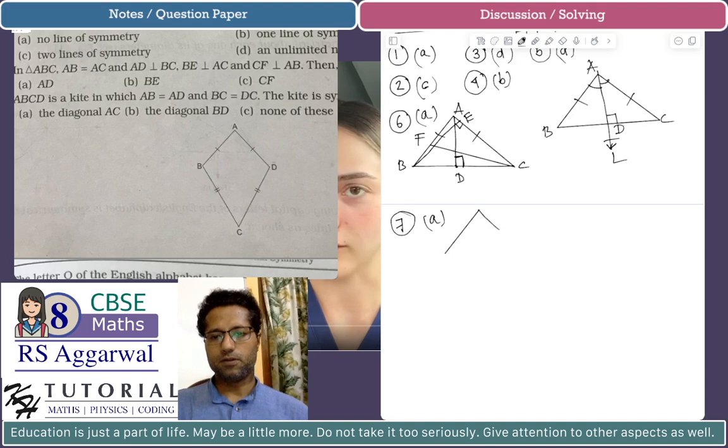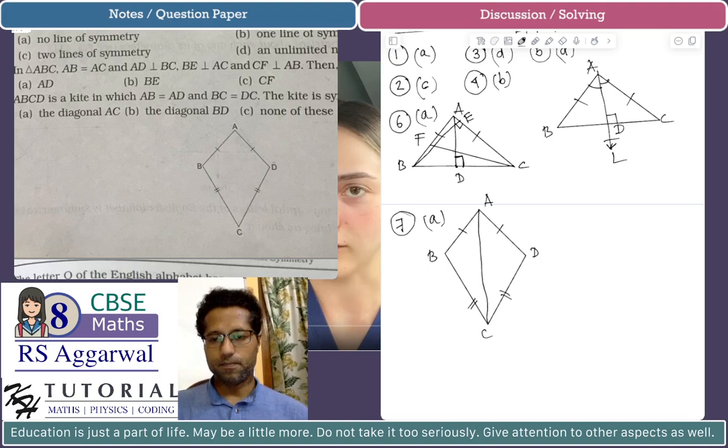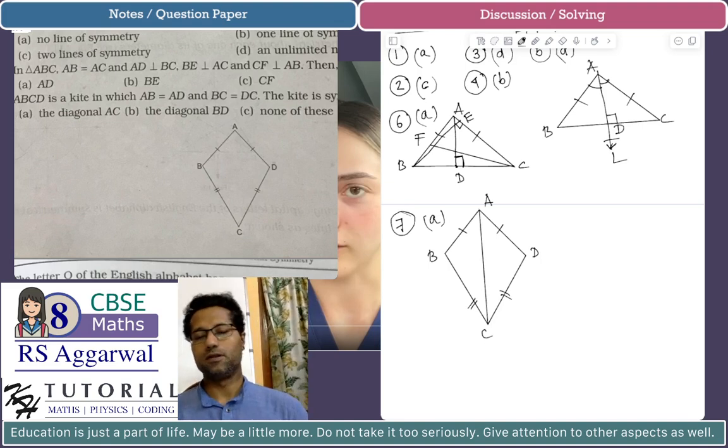Let me approximately draw the kite. So if this is the kite, this side is equal to this side. Let's say A, B, C, D. This is the kite. AB is equal to AD and BC is equal to CD. We know that the kite ABCD will be symmetrical about the diagonal AC and not the diagonal BD.